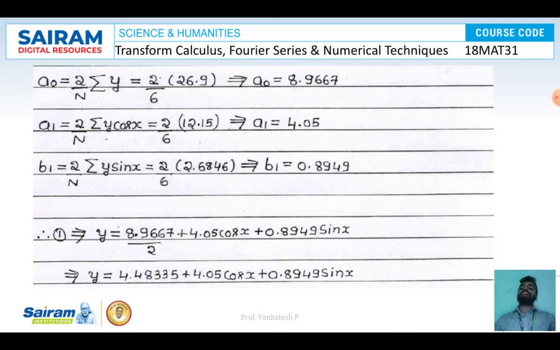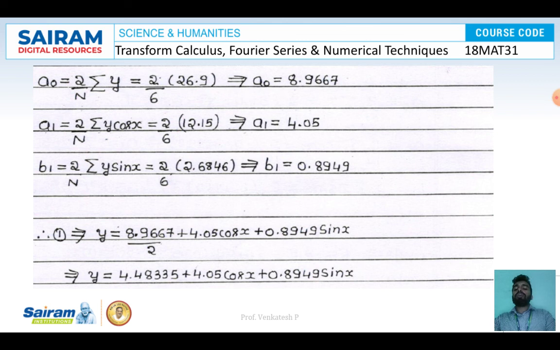So now finding a0, a1, b1. The formula for a0 is 2 by n summation y. So we got 2 by 6 into 26.9. So the value of a0 is 8.9667. Now a1, 2 by n summation y cos x. So 2 by 6 into 12.15. So the value of a1 will be 4.05. So b1, 2 by n summation y sin x. 2 by 6 into 2.6846. So b1 will be equal to 0.8941.